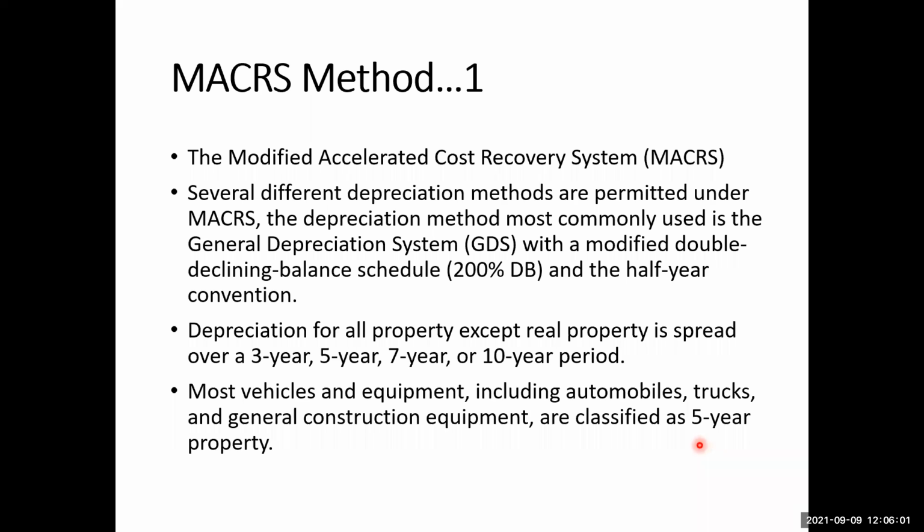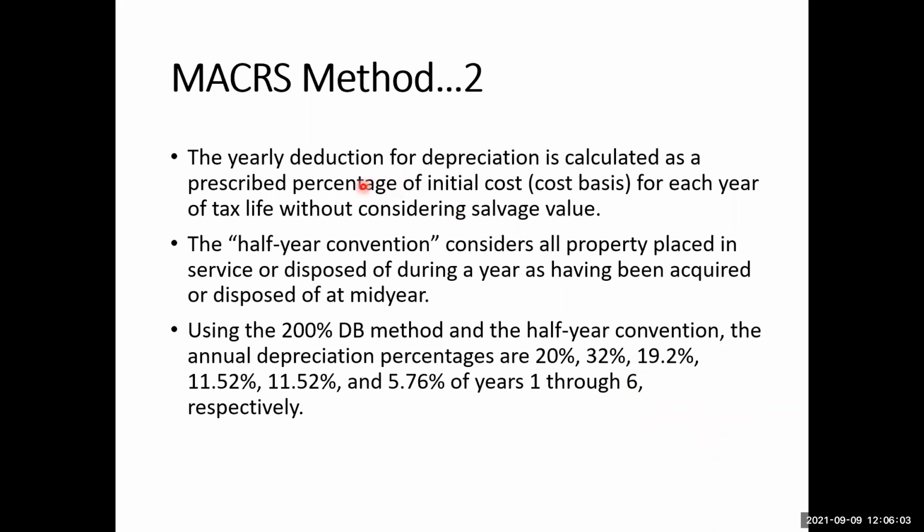So how does this method work? This method has an annual deduction for depreciation based on the initial cost, and for each year of the tax life, that means the useful life. If we take 5 years, that means we are taking 5 years as the tax life, and without considering the salvage value.